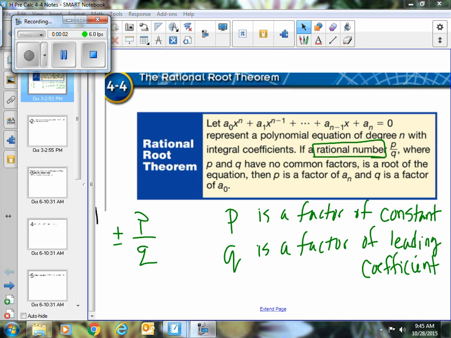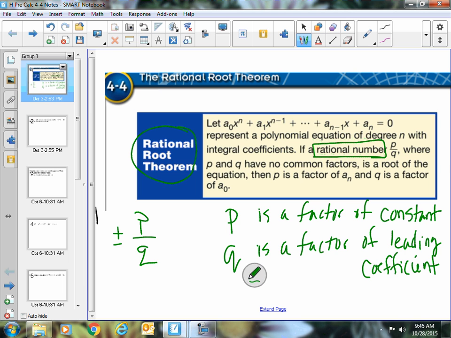All right, everybody, this is 4.4, the rational root theorem. Basically a way to help us refine our searching a little bit for those real solutions. So in this case, I need to make sure you realize that the rational root theorem is only going to help you if you're looking for or finding numbers that are rational, coming from the word ratio.